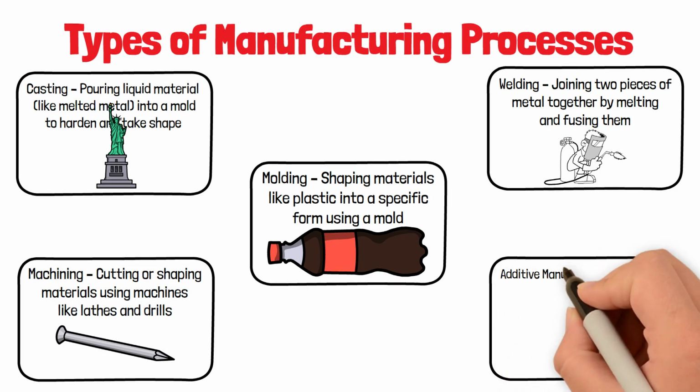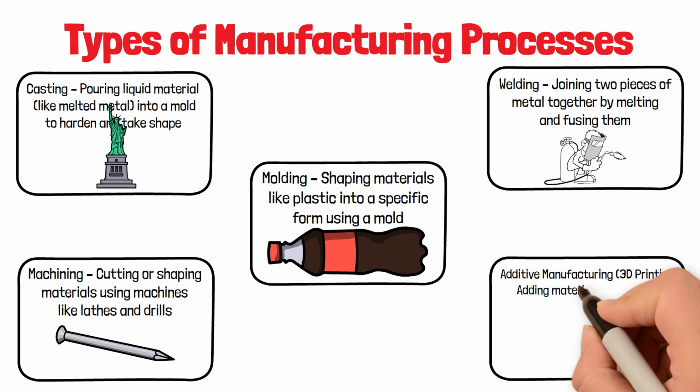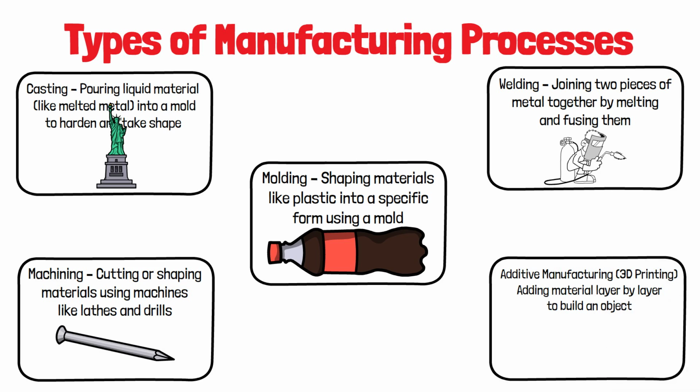Additive manufacturing: 3D printing, adding material layer by layer to build an object. Example, 3D printers creating toys or jewelry. The printer adds layer upon layer of plastic until it's complete.